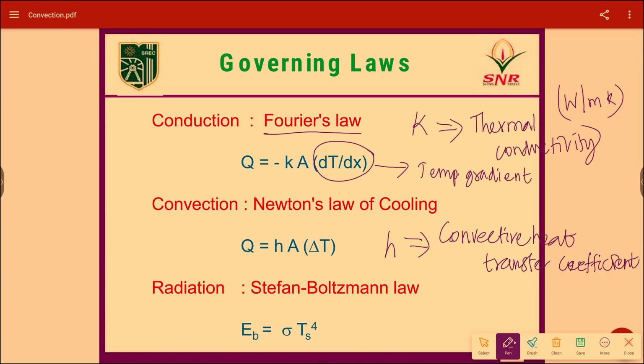Just like what we discussed in Fourier's law, here also we can observe H and Q are directly proportional. Higher the value of H, higher the value of Q. Now this A I will put as AS, which is nothing but the surface area exposed to heat transfer. Higher the surface area, higher the heat transfer. Delta T is nothing but the difference between the hot surface and the fluid. So this is Newton's law of cooling. We are going to discuss this convection, that's Newton's law of cooling, in detail.